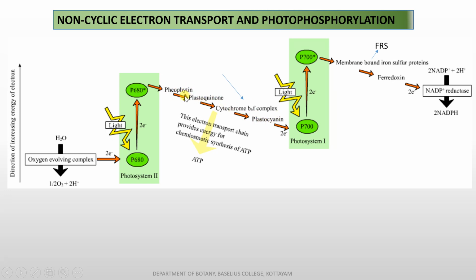It is passing through a downhill way towards PS1. That is the important thing. So from pheophytin, electrons are moving through a downhill pathway towards pigment system 1 through a series of electron carriers. You should remember the names of these electron carriers. This is a downhill movement.